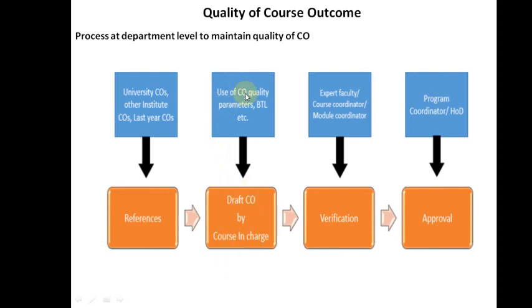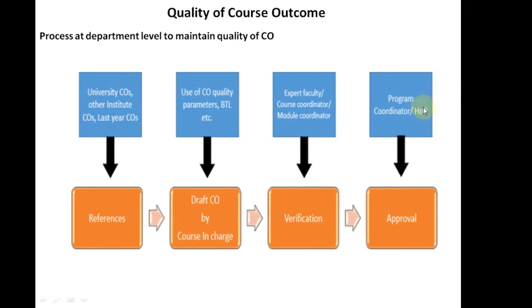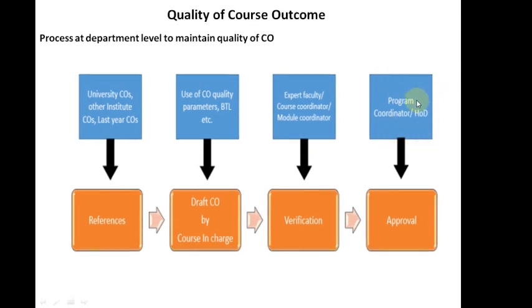So the CO has quality parameters like Bloom's taxonomy levels, and later it is going to be verified. Who is going to verify this particular CO? Expert faculty members, the course coordinator or the module coordinator. Finally verification will be completed and it leads to approval. Who is going to approve? The head of the department or program coordinator. Only after this can we say that this course outcome is of quality.